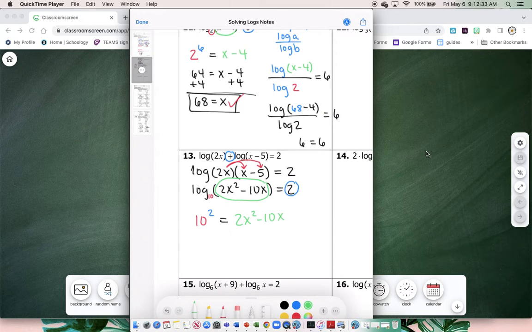Okay, so 10 squared gives me 100 is equal to 2x squared minus 10x. Did you guys see that x squared? We know this is a quadratic. Therefore, I have to move the 100 over to the other side, because it needs to be equal to 0 to solve a quadratic. You have to equal it to 0. Okay, to solve a quadratic, do you guys remember?